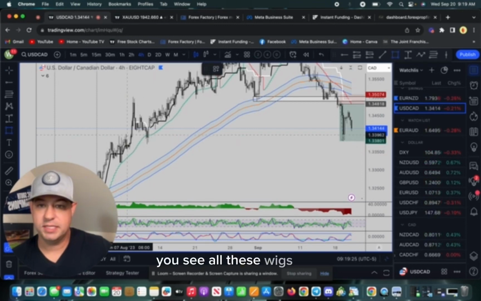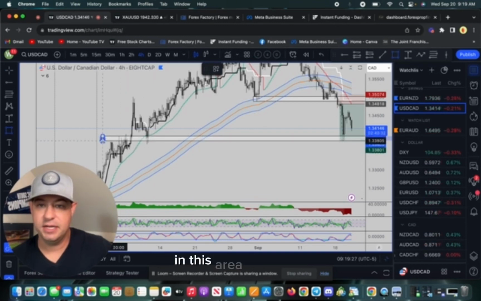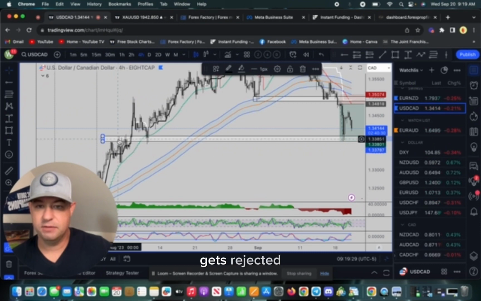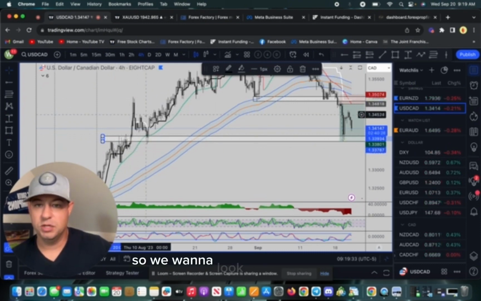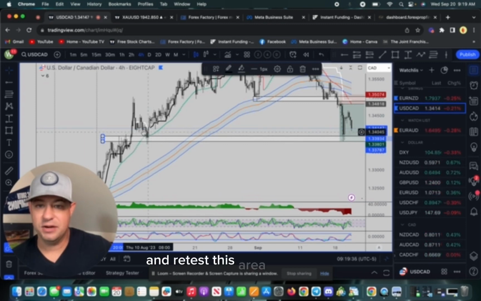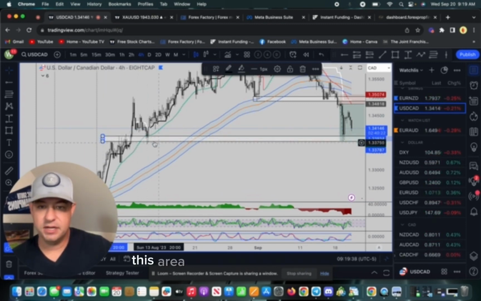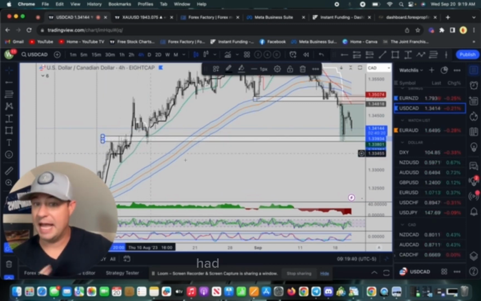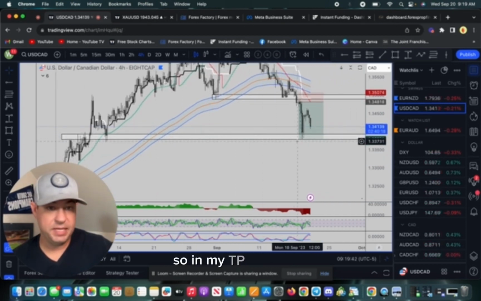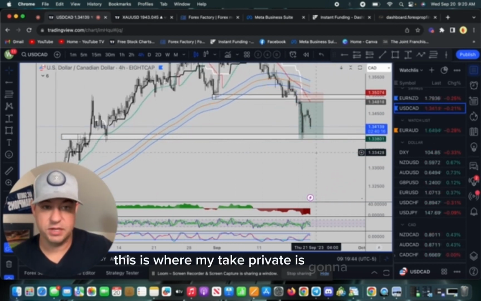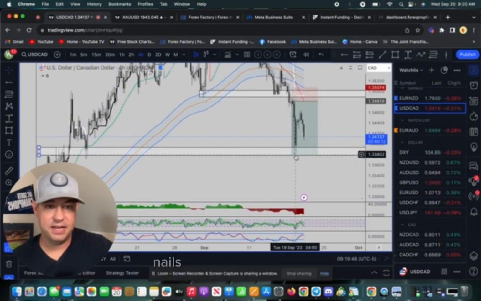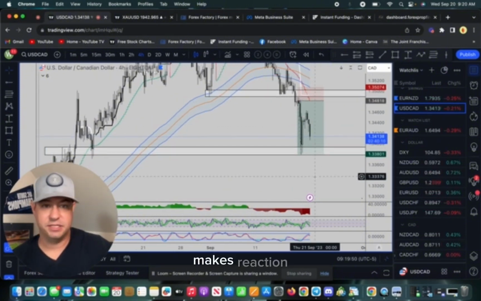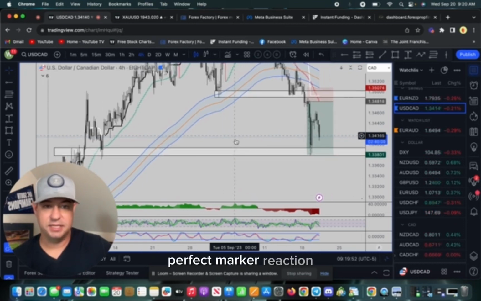You see all these wicks here and get rejected in this area? Right here gets rejected, but then we break through, right? So we want to look for it to come and retest this area as support. This area is a big factor where price had a reaction. So in my TP over here, this is where my take profit is going to be. And if you look, man, it flies down, nails it, and pops right back up, makes a reaction. Perfect. Market reaction. It's the way to go.